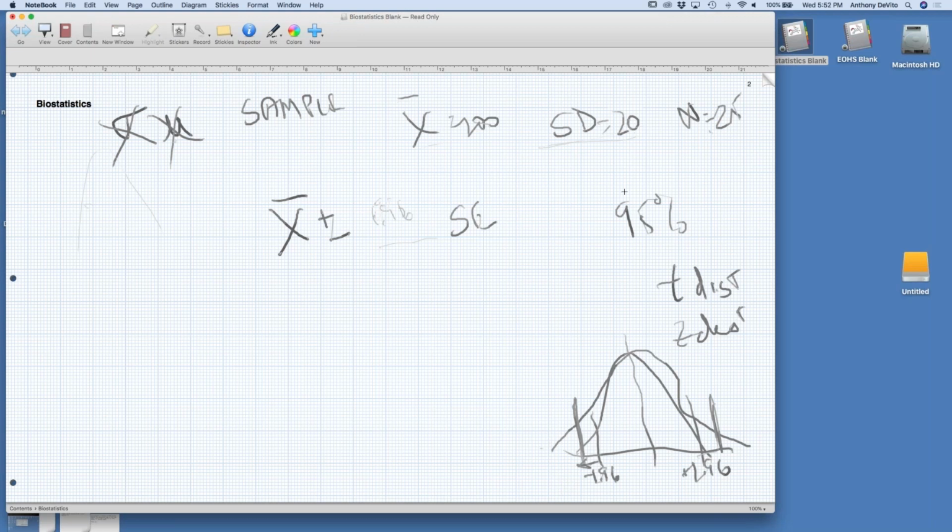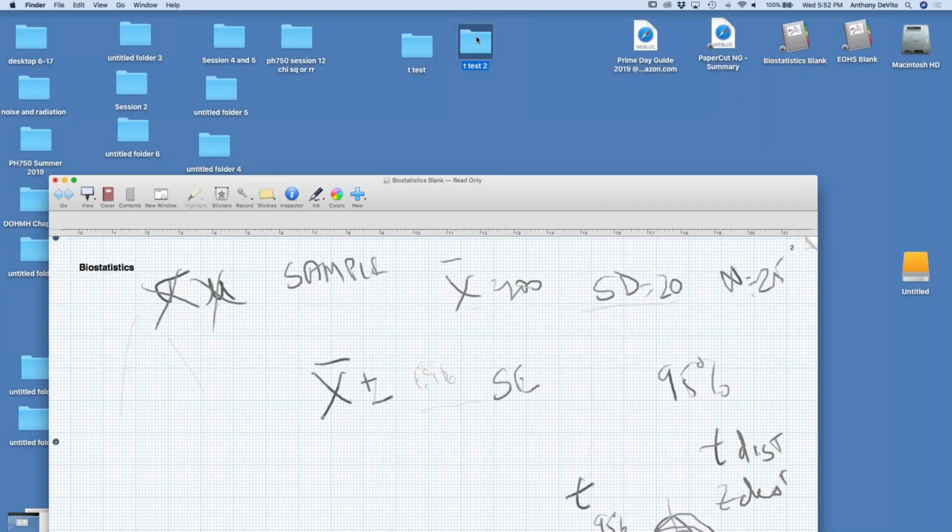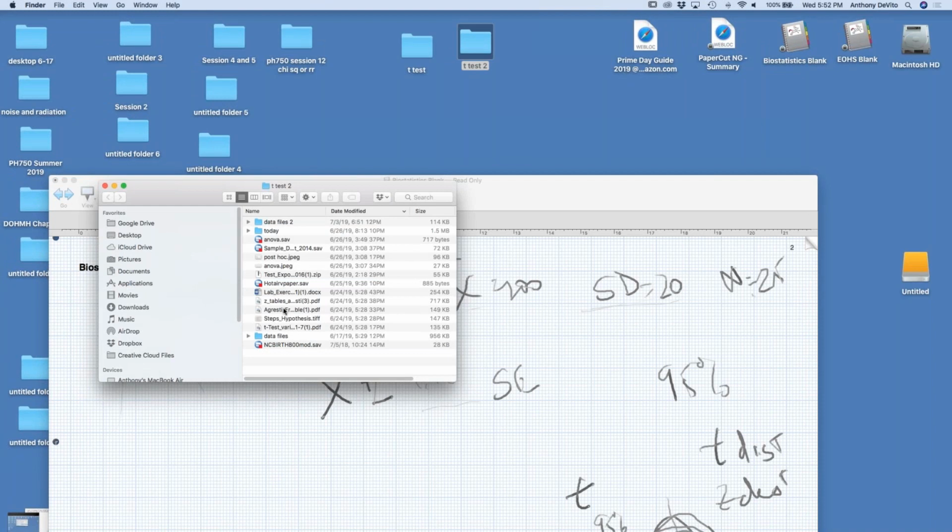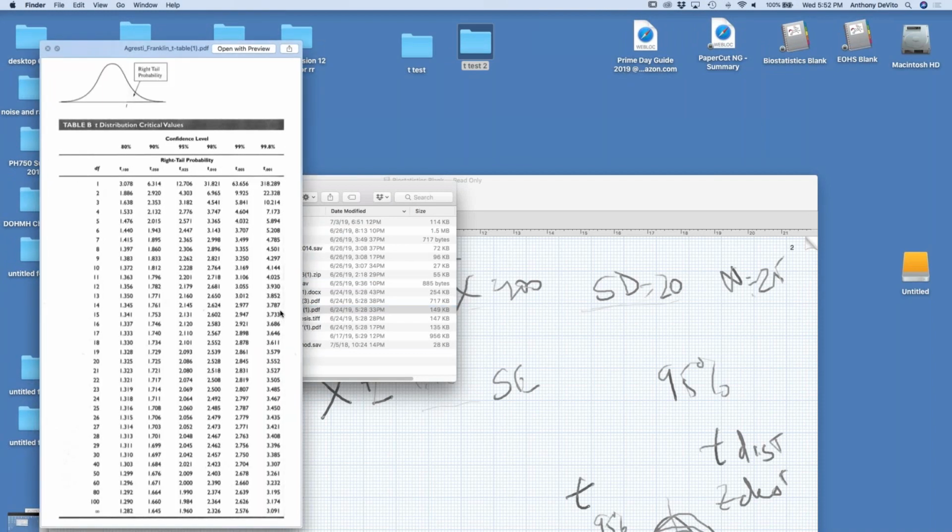And for every different sample size, a sample size of 100 would be a little bit closer to the normal distribution. For a sample size of 10, it might be a little further out. So each different sample size has a different value for t that we're going to use for a 95% confidence interval. And how do we know what that is? Well, we've got to go to the t table. And I think I've got a copy of the t table here. Yeah, there we go. That's a copy of the t table.